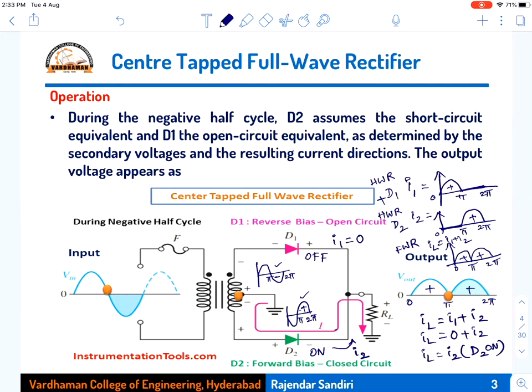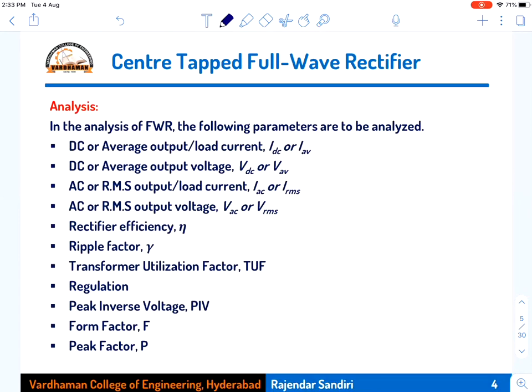From 0 to 2 pi, the input applied is a sine waveform. The output of the full wave rectifier is conducting completely from 0 to 2 pi, but not because of both the diodes. It is only 0 to pi because of D1, and pi to 2 pi because of D2. But entirely, if you see the overall output of this circuit, it is conducting for the entire full cycle from 0 to 2 pi. Therefore, it is called a full wave rectifier. Okay, that is the operation of that one.